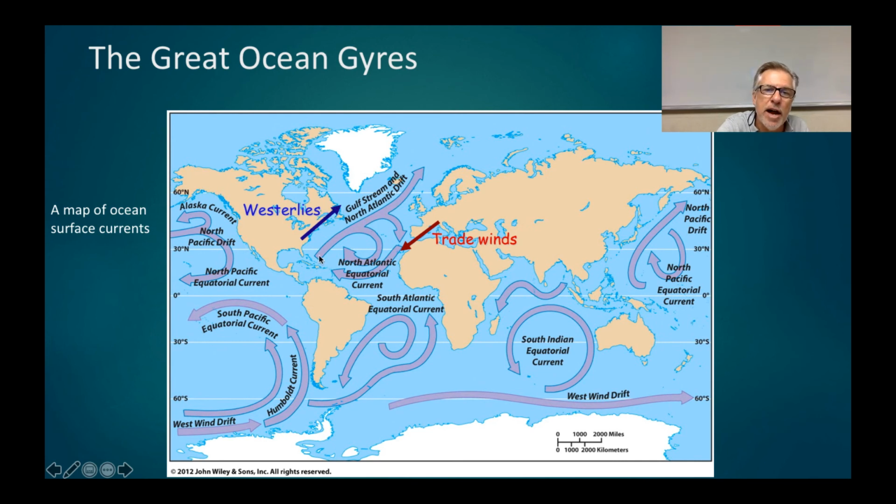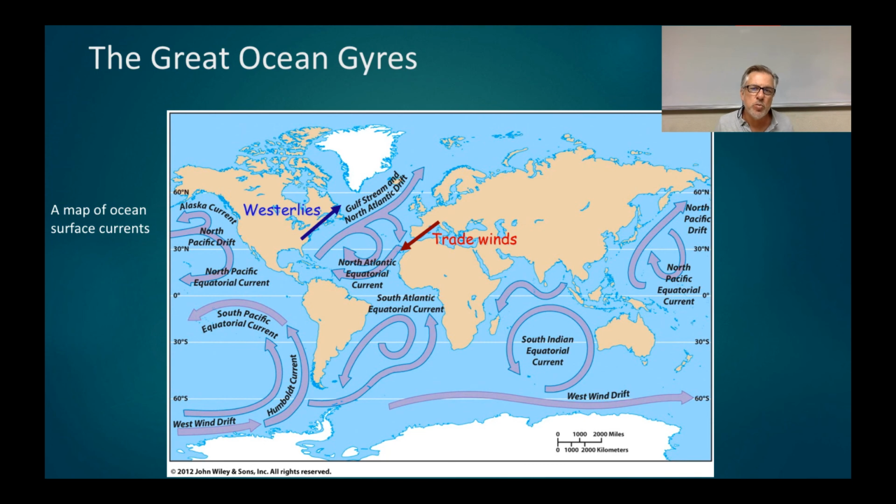So here are the gyres. Here are the five gyres that are set up: the North Pacific Gyre, the South Pacific Gyre, the North Atlantic Gyre, the South Atlantic Gyre, and the Indian Ocean Gyre. And this is a map of all the surface currents in the world. They're pretty fascinating.